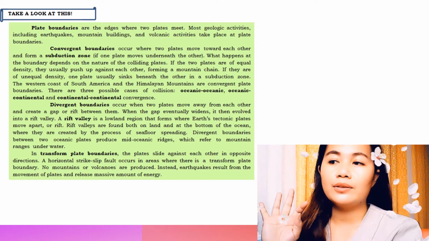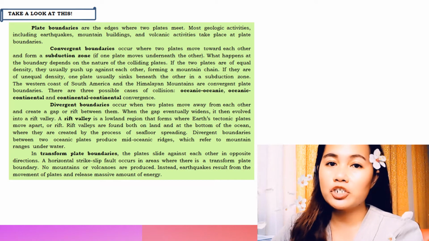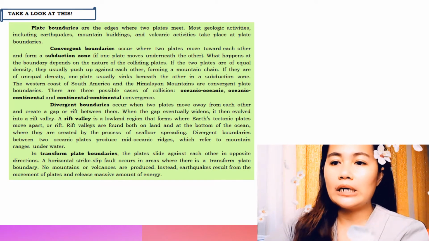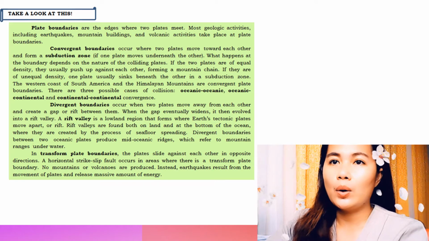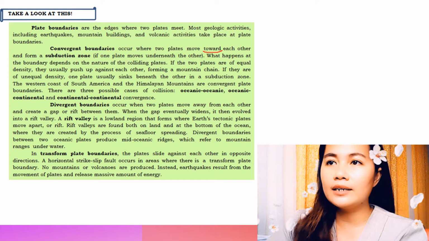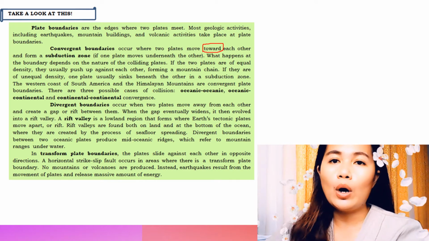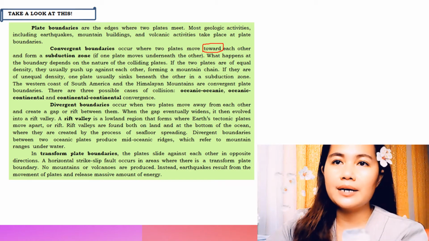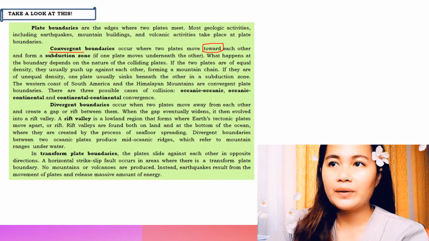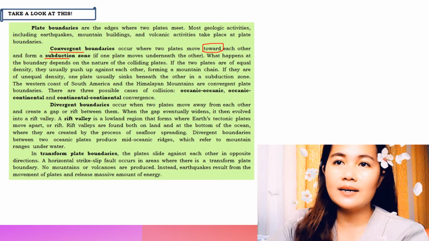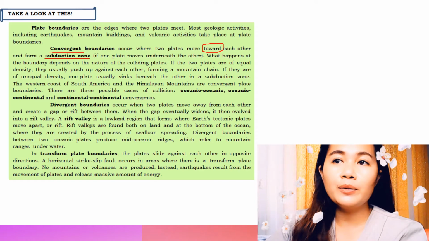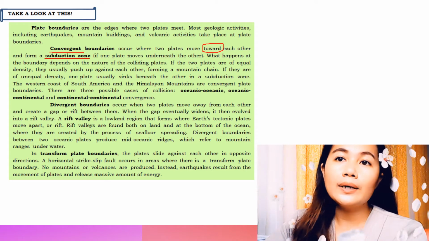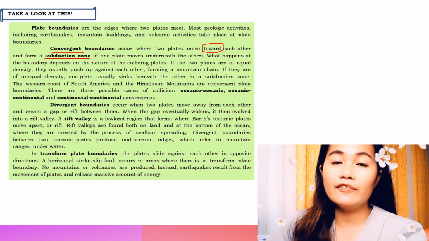So there are 3 types of plate boundaries mentioned in this text. First, convergent boundary. Convergent boundary occurs when two plates move toward each other. When the two plates collide, it is called a convergent boundary. It produces what we call a subduction zone when one of the plates moves underneath the other. What happens at the boundary depends on the nature of the colliding plates.